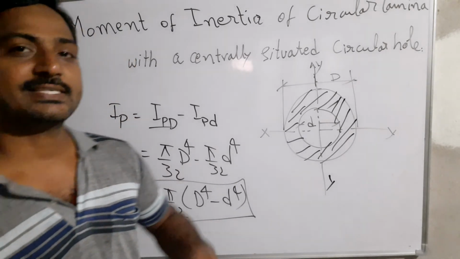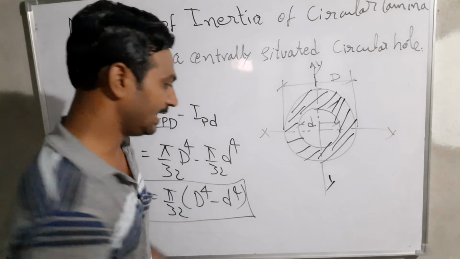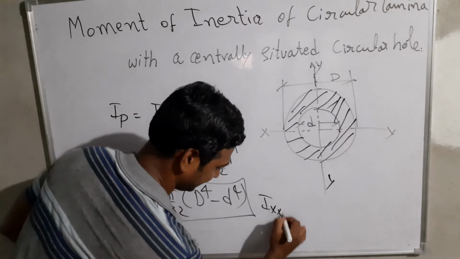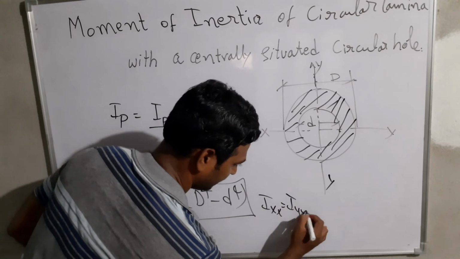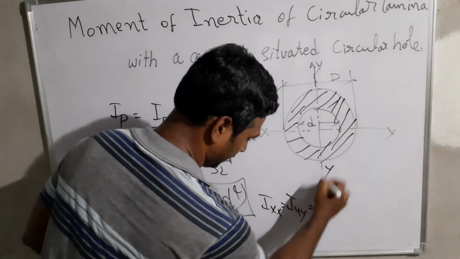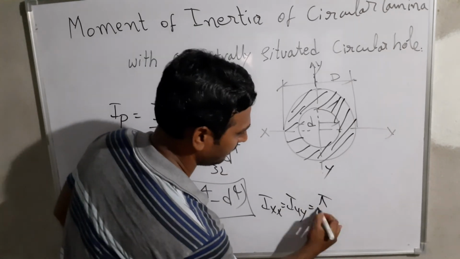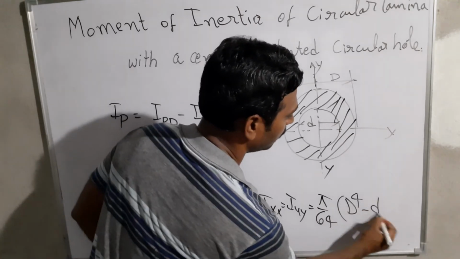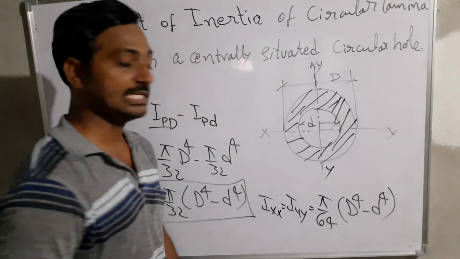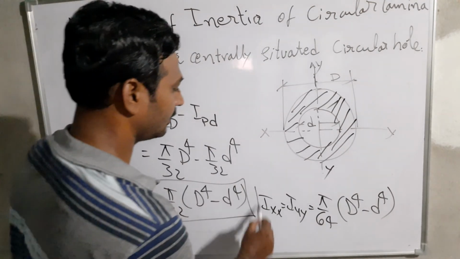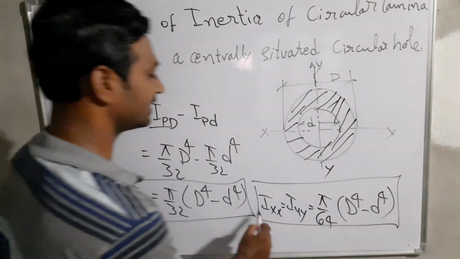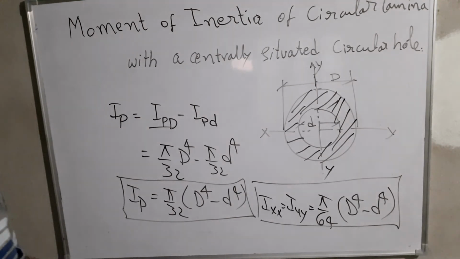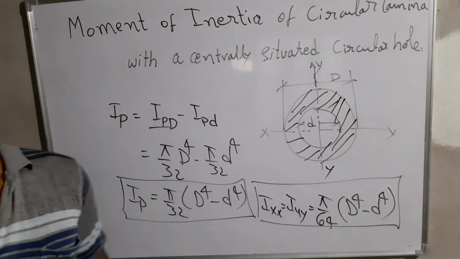Similarly, Ixx and Iyy we are also going to calculate. Ixx is equal to Iyy is equal to, what is the formula we have? That is 5 by 64, capital D to the power of 4 minus small d to the power of 4. This way we calculate Ixx as well as Iyy. So this is the way we calculate.